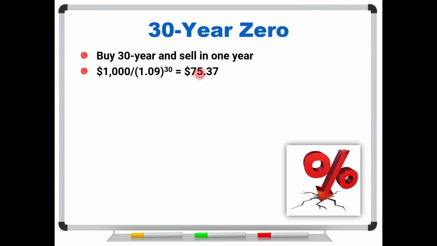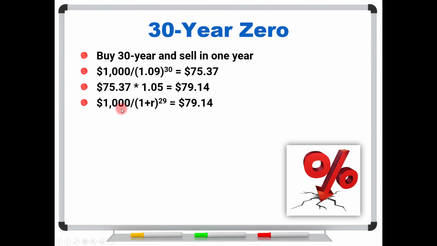Remember, one of our choices was to buy the 1 year bond and get 5%. What would we need to see to be indifferent? Well, if we can pay $75.37 for this bond, 5% higher would be $79.14. So if this bond is trading for $79.14 in 1 year, we would be indifferent. So let's go and figure that out.